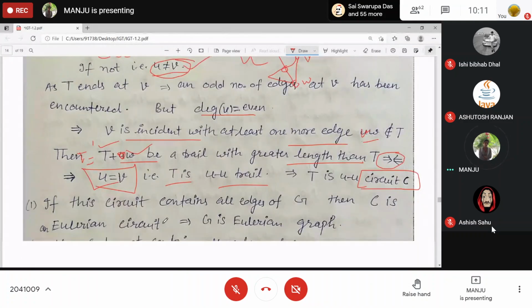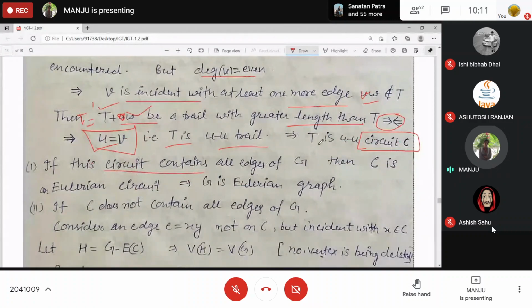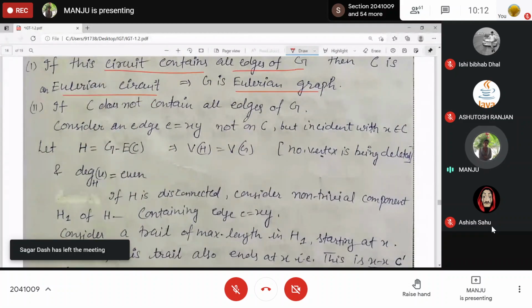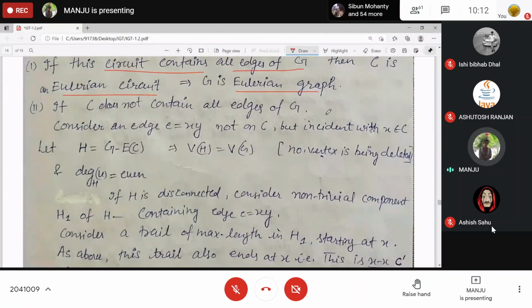We have shown that this contains a circuit. For a given graph with even degree for all the vertices, T contains a circuit C. If this contains all the edges of this graph G, then G will be an Eulerian graph. If it does not contain some edges of G, then we do the same thing that we did in the last proof.